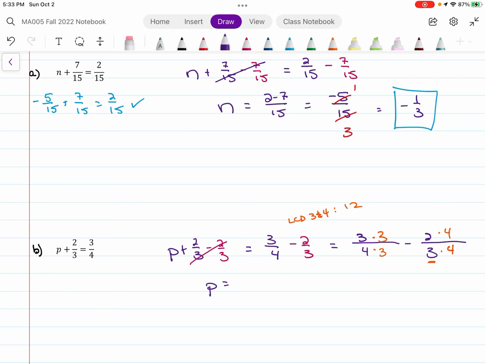All right, so p equals, so remember that's what we're finding, we're just finding p. On the top of the first one, I've got 9/12 minus 8/12. So 9 minus 8 over 12 is 1/12. So p is 1/12.